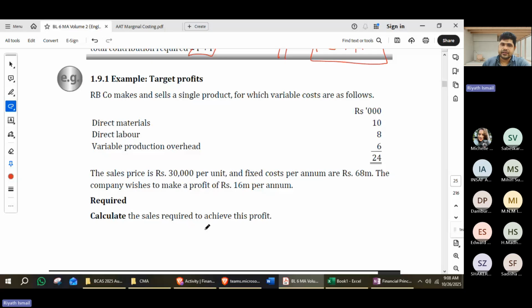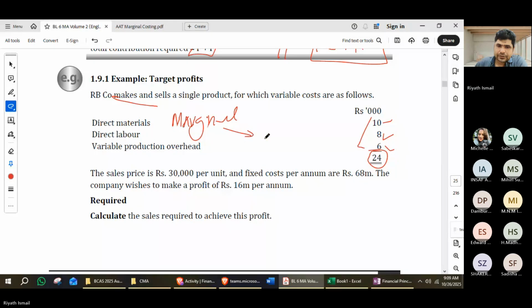So you can understand this very easily. RB Co makes and sells a single product for which variable costs are as follows. Variable cost includes direct material cost 10,000, direct labor 8,000, and variable production overhead 6,000. Altogether, the variable cost equals 24,000. Be very careful. We are talking about marginal costing, so we should not consider fixed cost.